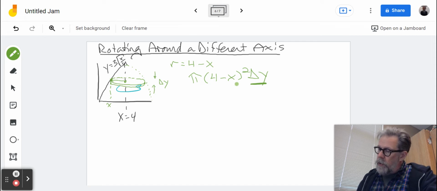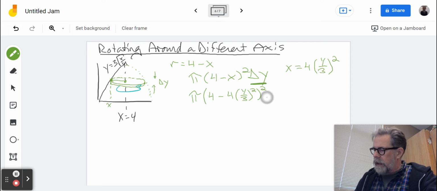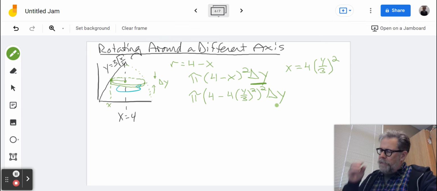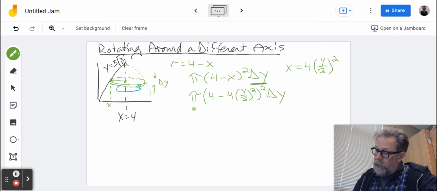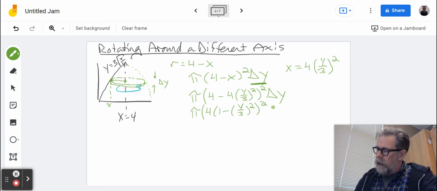So we're going to want this equation to be in terms of y. A little algebra tells us that x is equal to 4 times (y over 3) squared, which means that the volume of one disk is pi times (4 minus 4(y over 3) squared) all squared delta y. Couple things we could do to make this simpler, just looking ahead. We see that this is 4 times (1 minus (y over 3) squared), squared delta y.